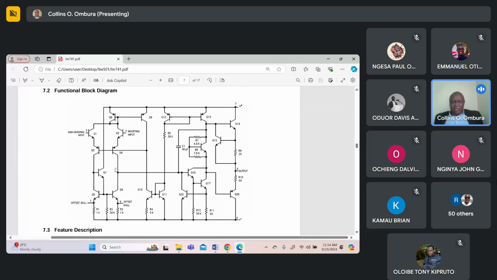Okay, so in the last class, I showed you a simplified diagram of an op-amp.